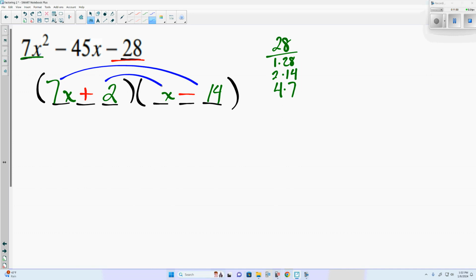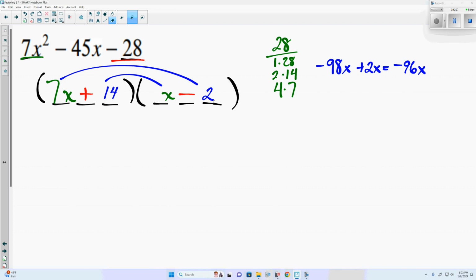So we'll check this here. So we'll do 7x times negative 14. Seven x times negative 14 is negative 98x. Then we'll have our 2 times x is positive 2x, so plus 2x. And negative 98x plus 2x is negative 96x. Is that the middle term we wanted? No. Now we can flip these two here and put the 14 first and the 2 second. This one here will also not work.